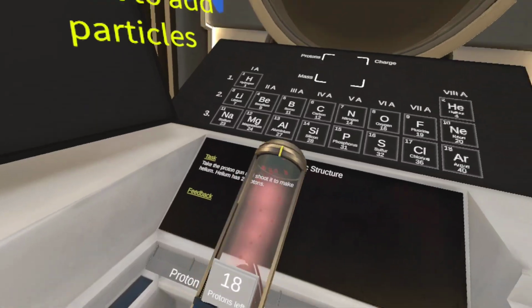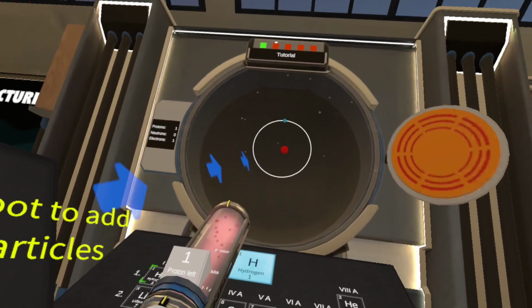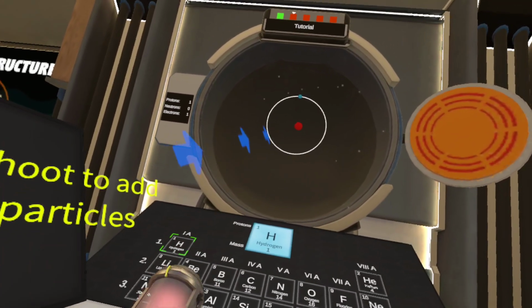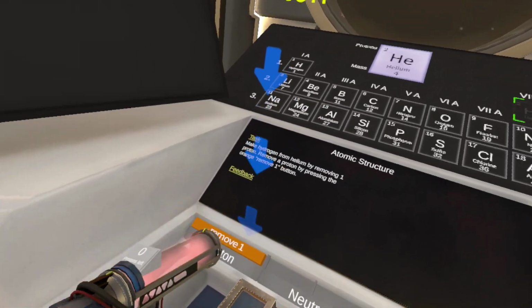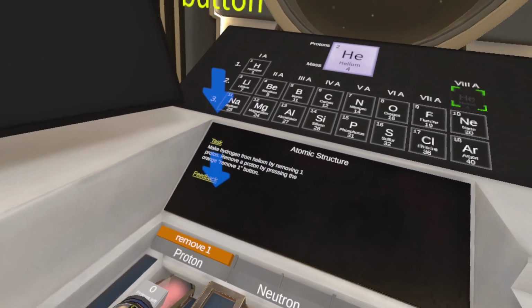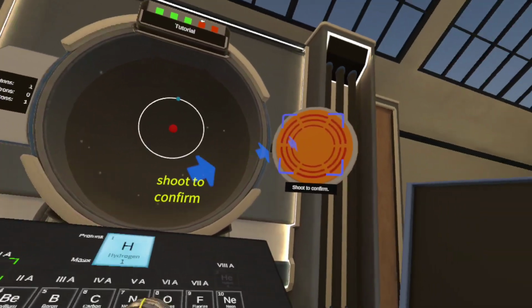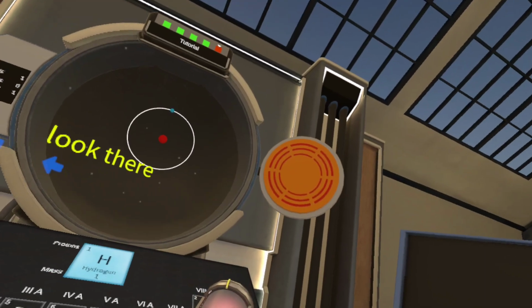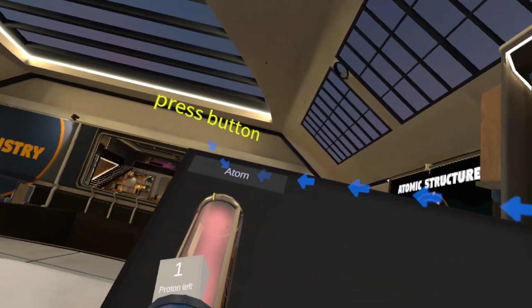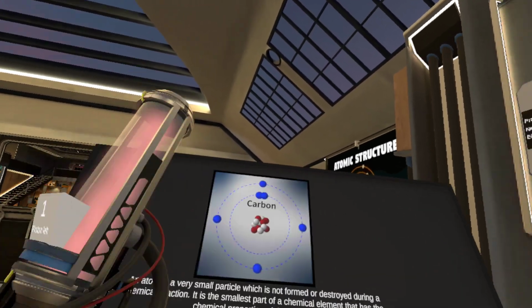Take the proton gun and shoot it to make helium. Helium has 2 protons. Make hydrogen from helium by removing 1 proton. If the correct atom is made, check. If you need more information, press the buttons on the screen.